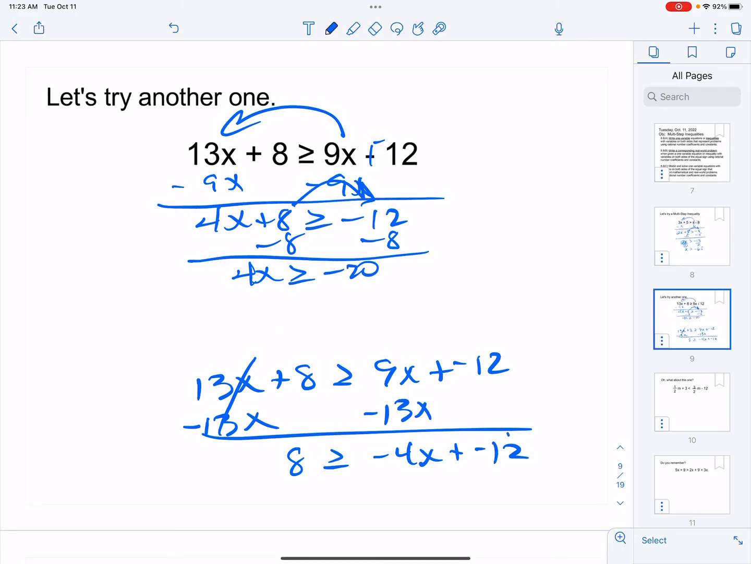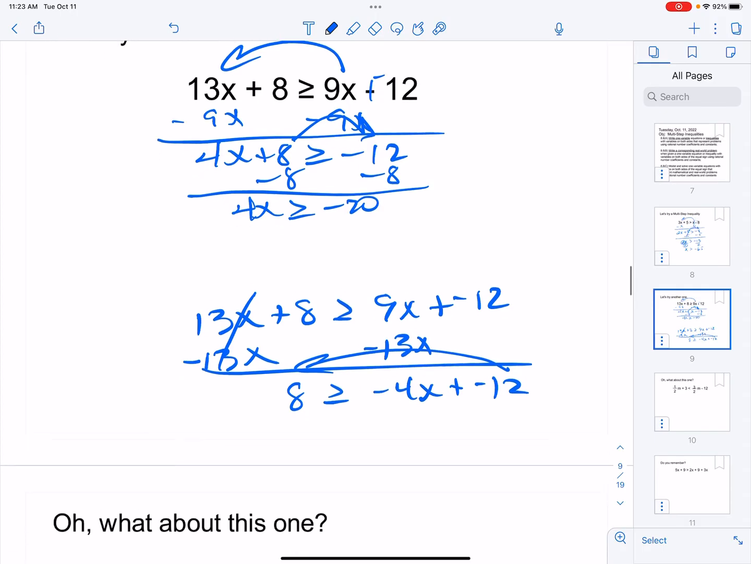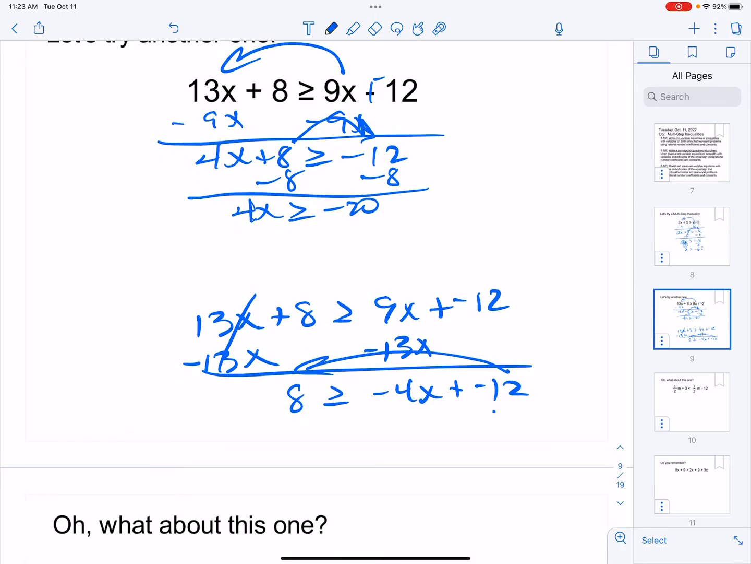This one we do the same thing. We'll move this negative 12 over to be with the 8. When I do that, I end up adding a positive 12 to both sides. I end up with 20 is greater than or equal to negative 4x. So again, those are virtually identical.